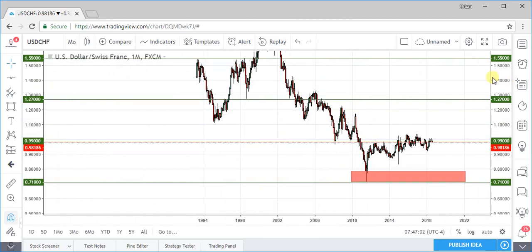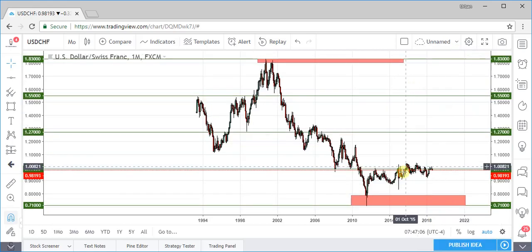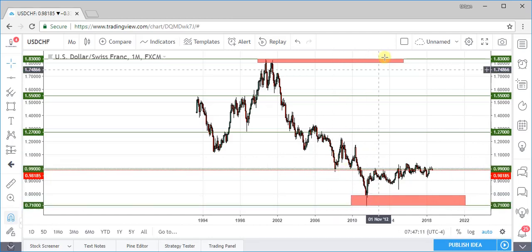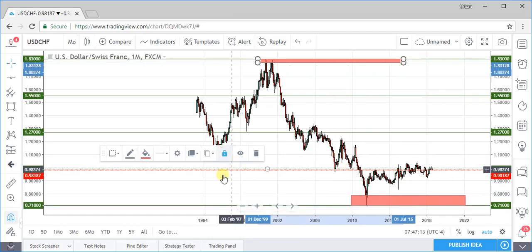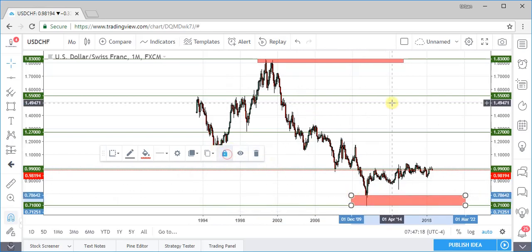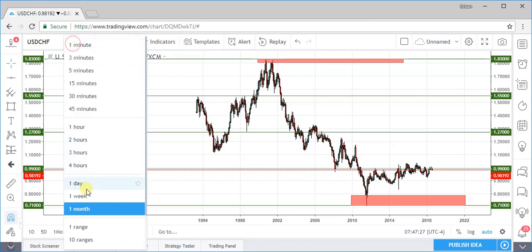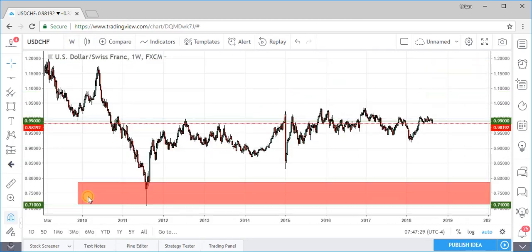So on this chart, we were able to do that to two different levels, the high and the low. Let's lock these positions. All right, I got that locked. Now we'll move down and let's get to the weekly. Bingo.